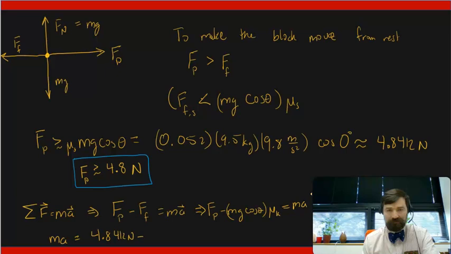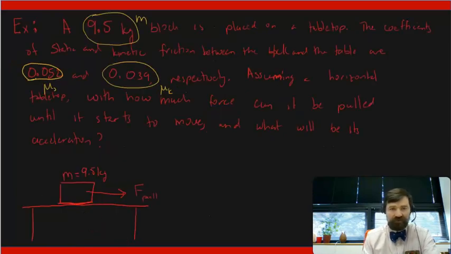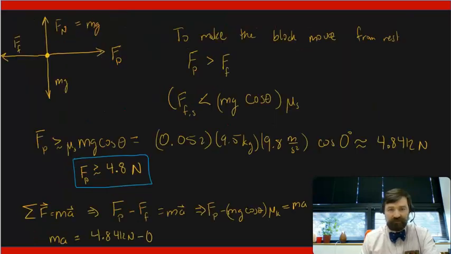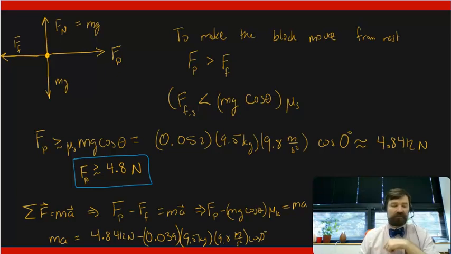So mass times acceleration becomes 4.8412 newtons minus, and then mu for the K was 0.039, this number here. So minus 0.039 times mass, 9.5 kilograms, times g, 9.8 meters per second squared, times cosine 0 degrees.